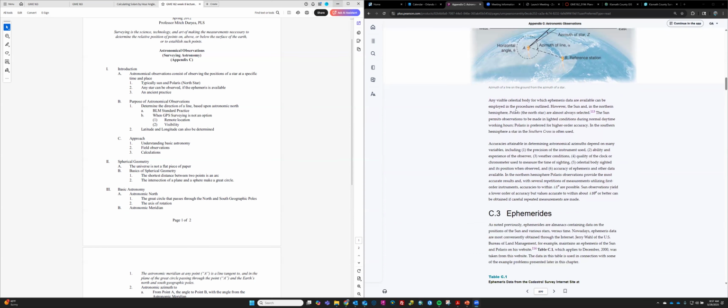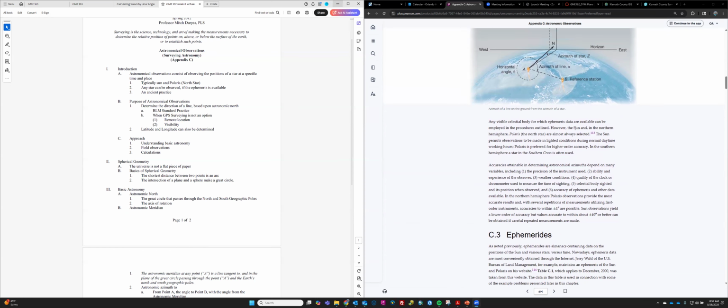So again, any visible celestial body for which ephemeris data are available can be employed in the procedures outlined. However, the sun and, in the northern hemisphere, Polaris, the North Star, are almost always selected. The sun permits observations to be made in lighted conditions during normal daytime working hours. Polaris is preferred for high accuracy. In the southern hemisphere, a star in the Southern Cross is often used.